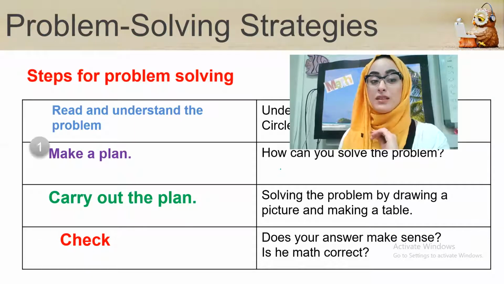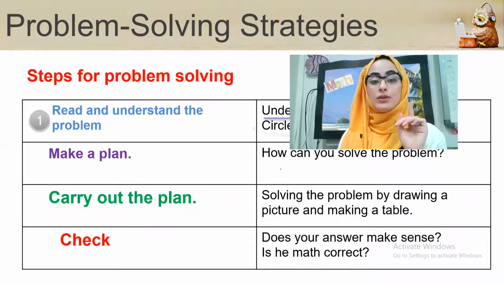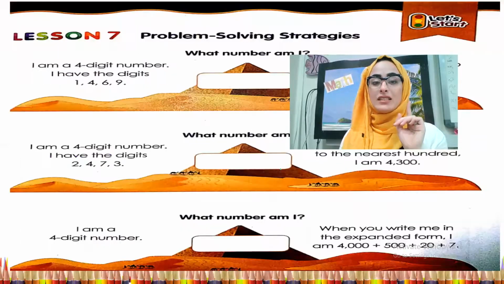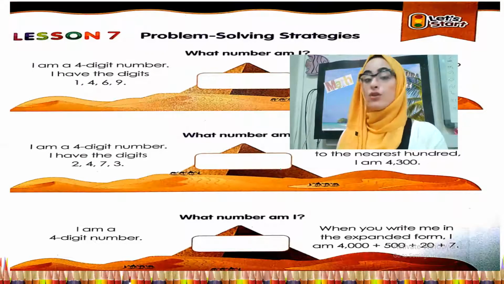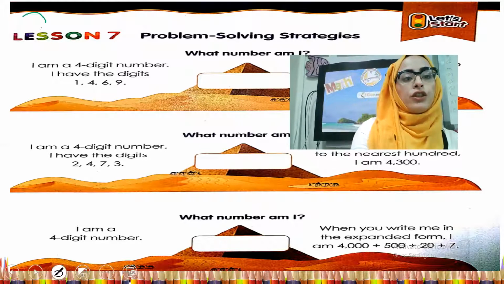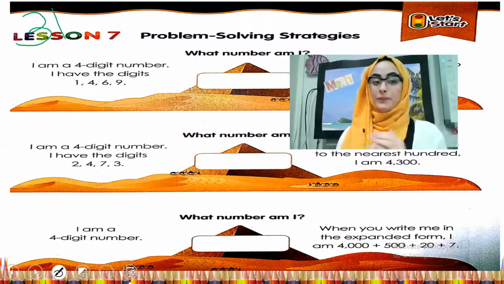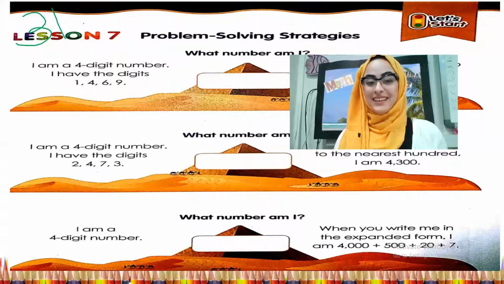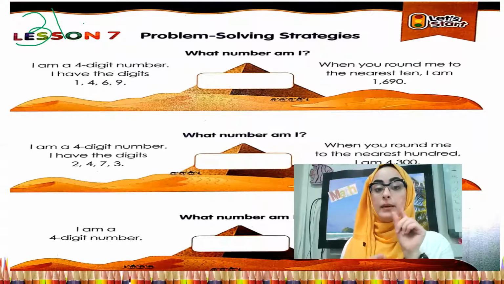Here, as I told you, step number 1, number 2, number 3, and number 4. Let's go ahead for the first one. It's on page 31. So everyone, it's page what? 31. Okay. I will go down. Okay, here it is. Number 1.